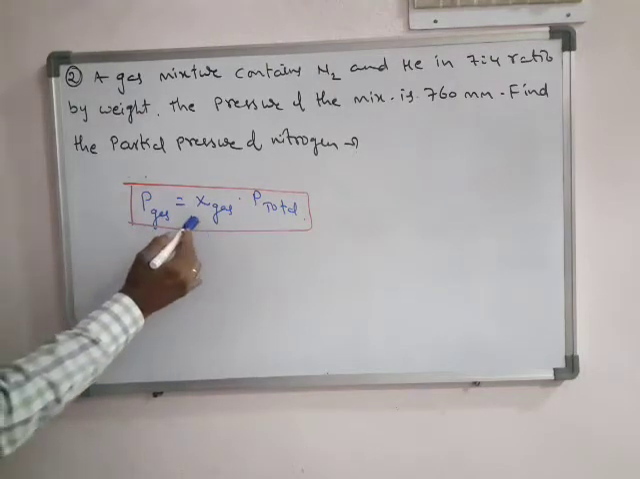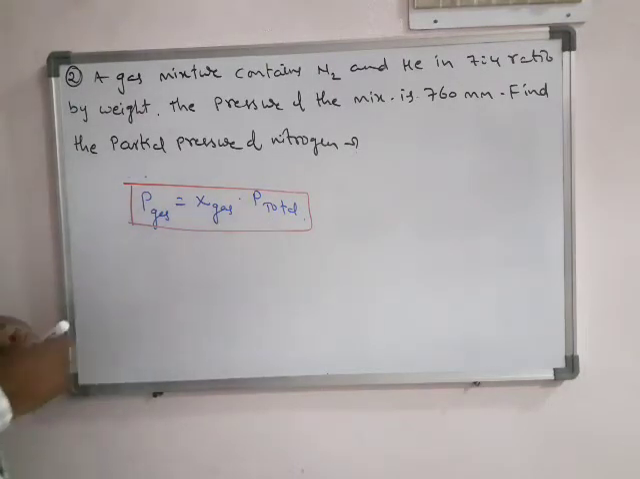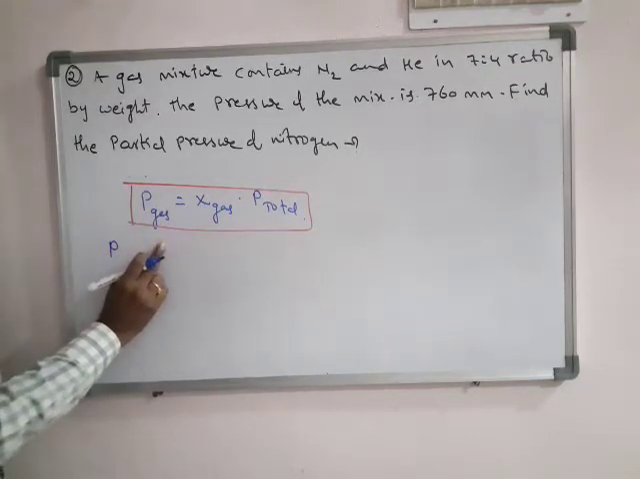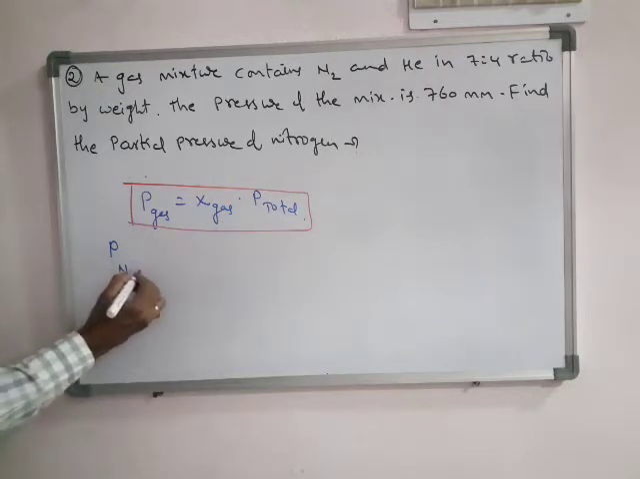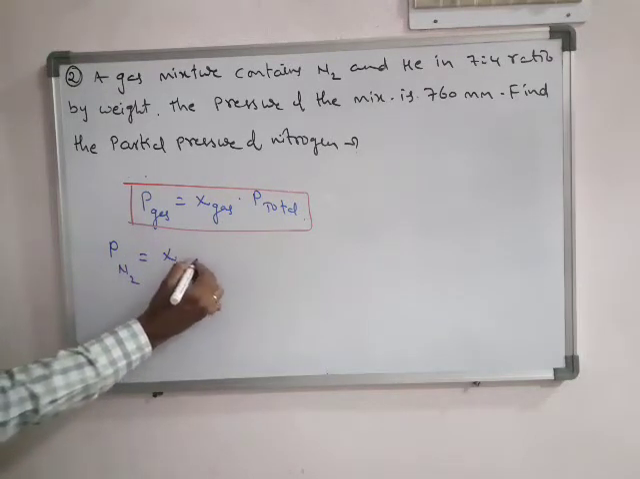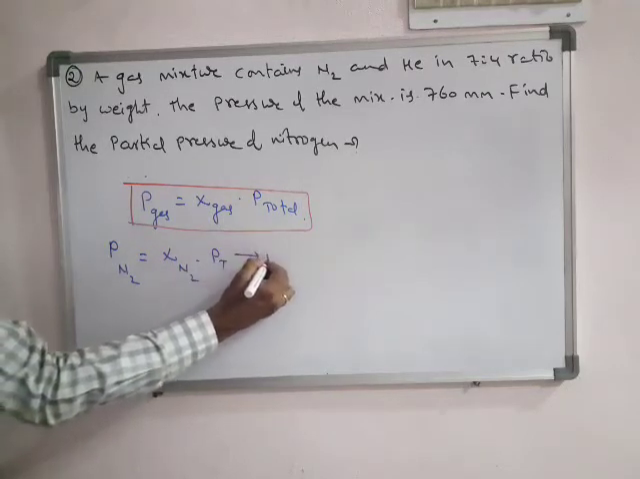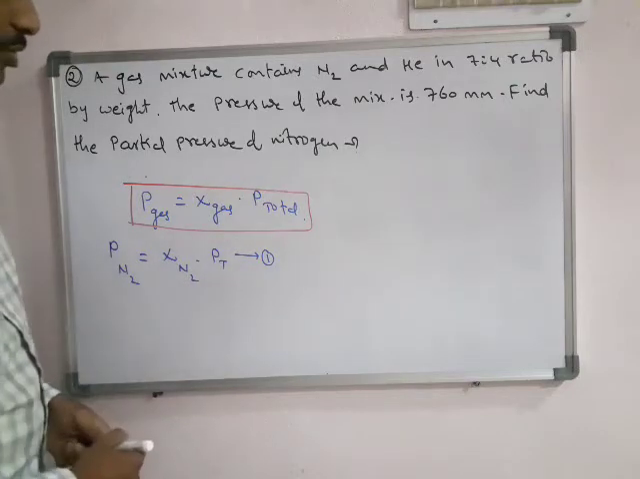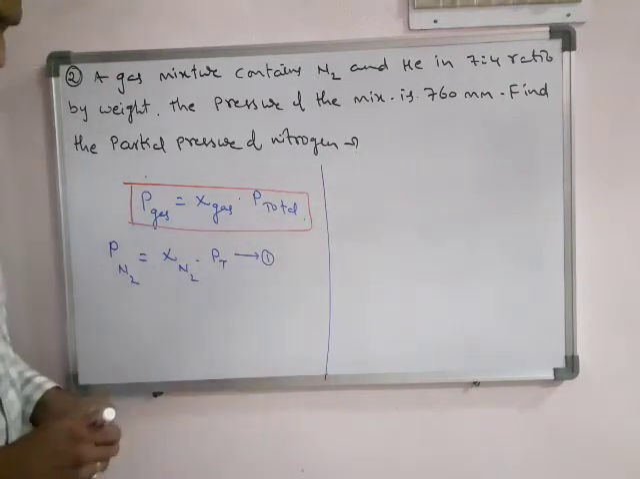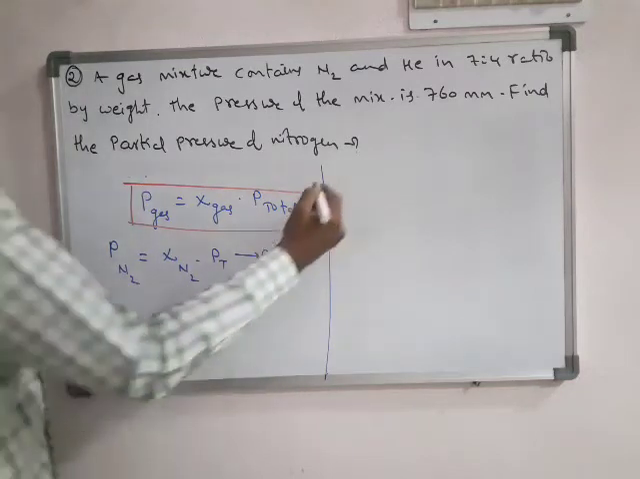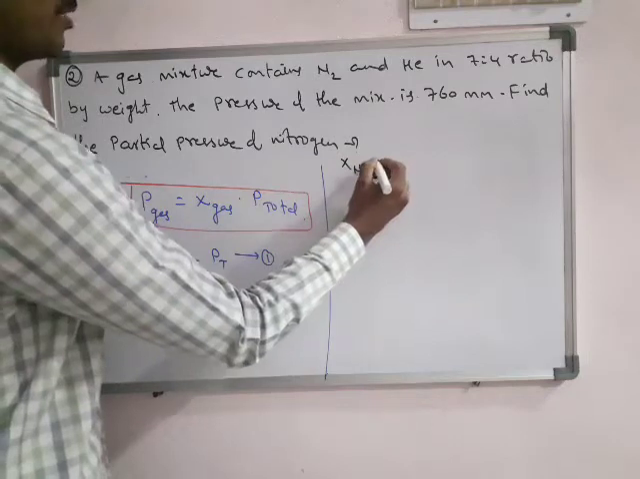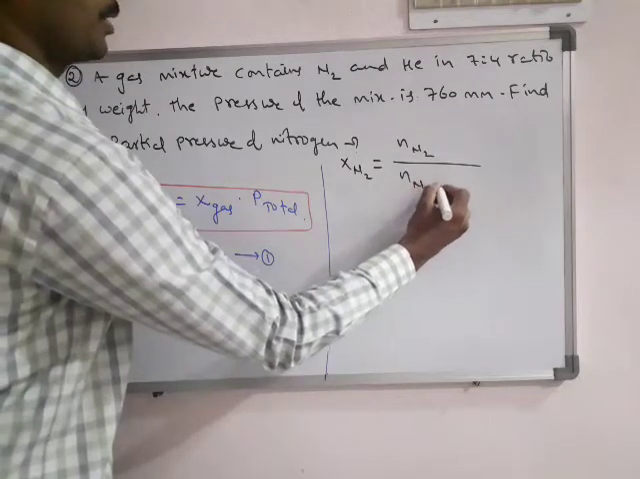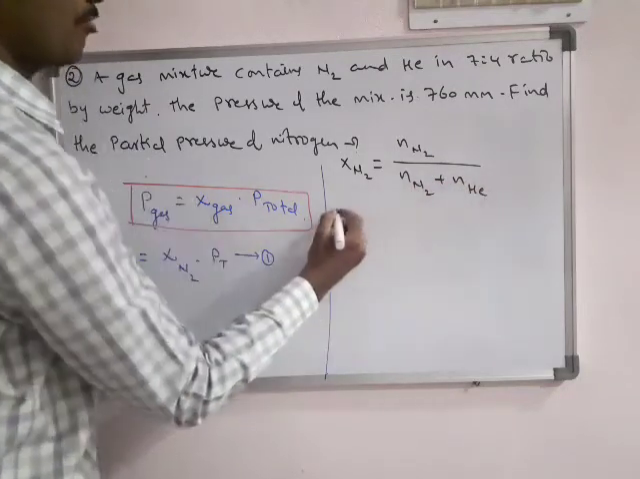So P gas equals X gas, the mole fraction of the gas, times P total, the general formula. We need to find the partial pressure of nitrogen, which means the mole fraction of nitrogen times P total. Say it is equation 1. Now we need to calculate the mole fraction of nitrogen. So the mole fraction of nitrogen is equal to the number of moles of nitrogen divided by the number of moles of nitrogen plus the number of moles of helium.